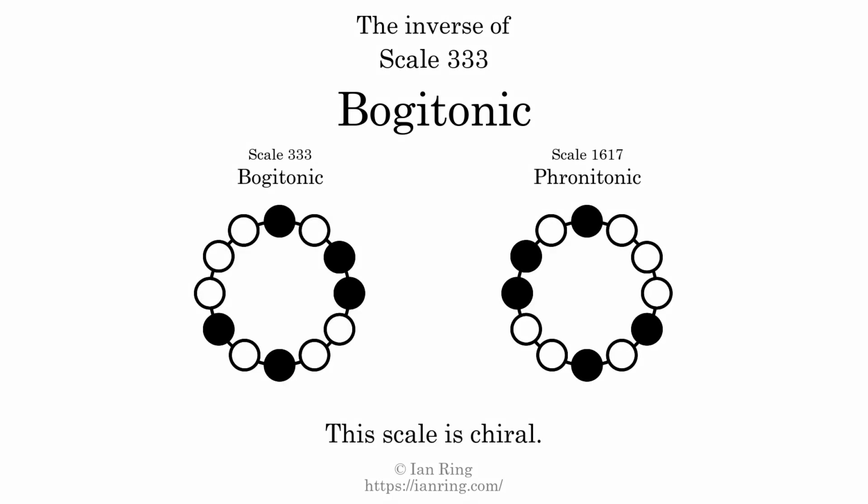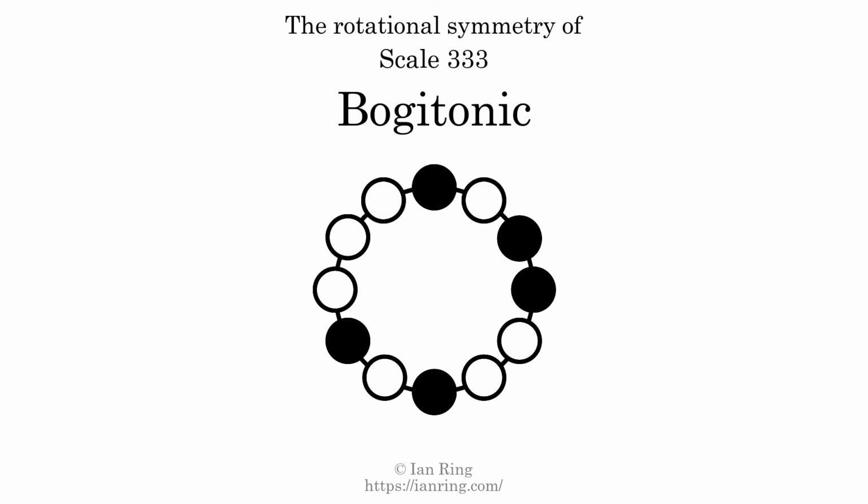The inverse of a scale is a mirror image. It is what you get when the sequence of intervals is reversed. The inverse of this scale is scale 1617, also known as phronotonic. This scale is chiral. It cannot transform into its inverse by rotational transformation. This scale has no rotational symmetry.